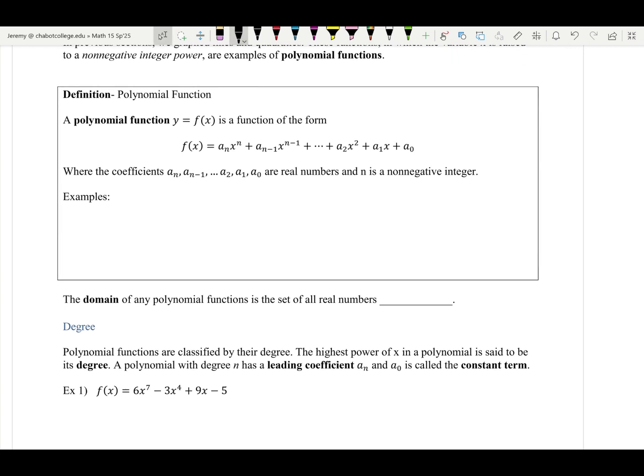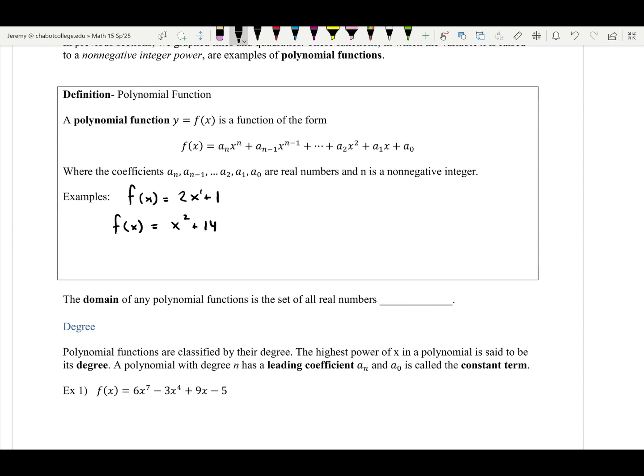All right, some examples of polynomials, like I said, linear functions. So like f of x equals 2x plus 1. That is an example of a polynomial function. Specifically, this is a degree 1 polynomial because the exponent on there is just 1. Another example would be something like this.